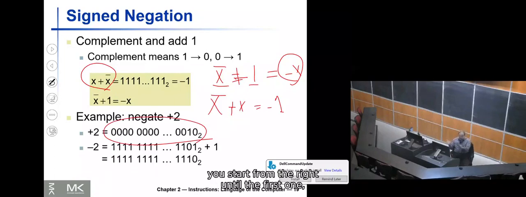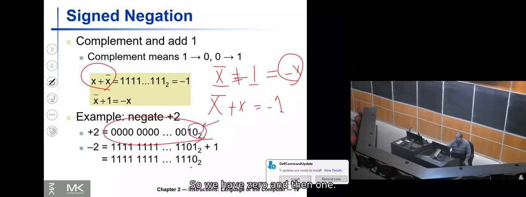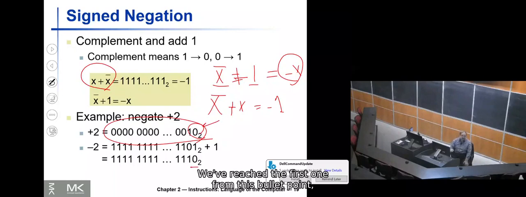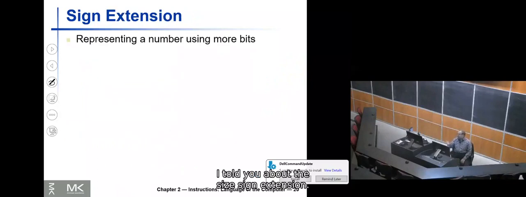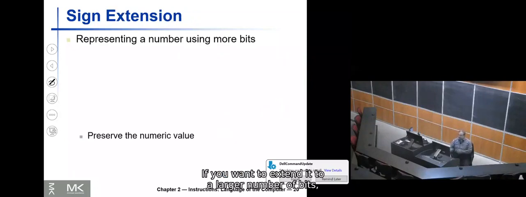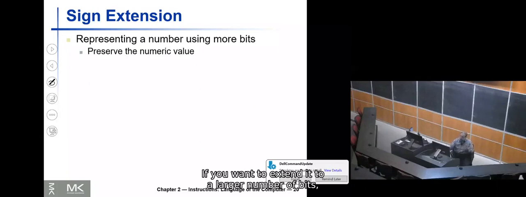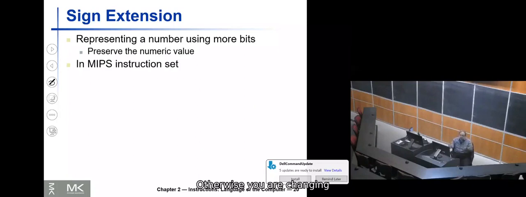Or, as I told you, you start from the right until the first one, and then you complement everything. Start from the right, so we have 0 and then 1. We've reached the first one. From this point, you invert everything, so everything will be 1. So this is -2. And I told you about the sign extension. If you want to extend it to a larger number of bits, you have to sign extend it. Otherwise, you are changing the sign, and it will be very bad.